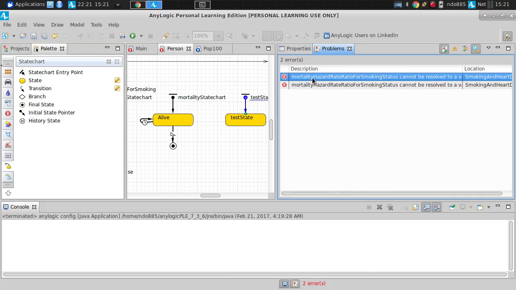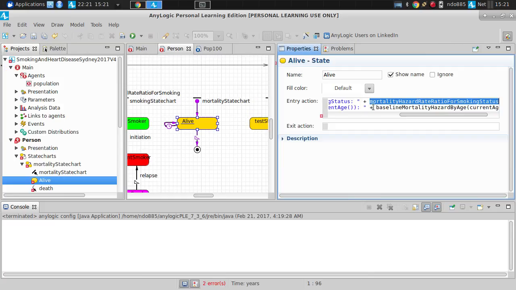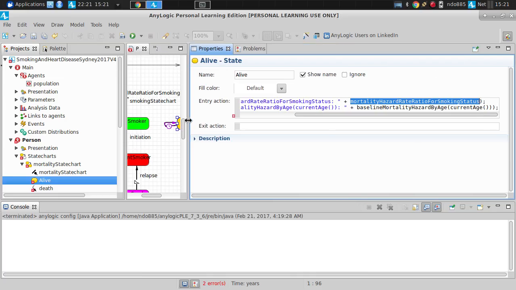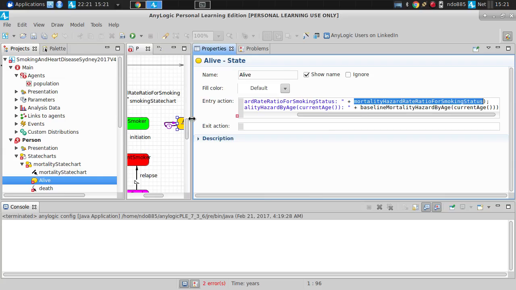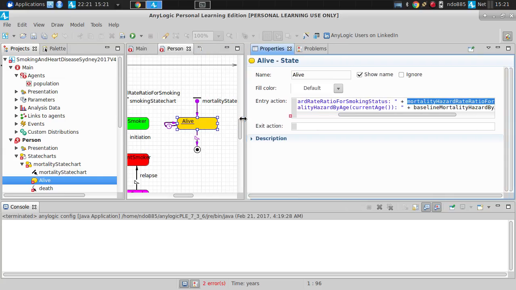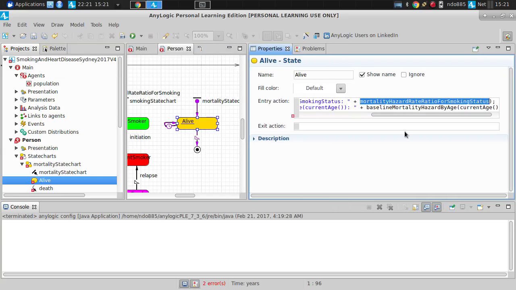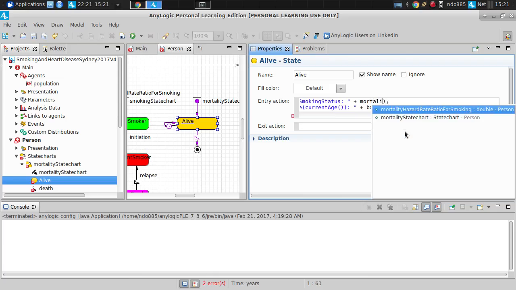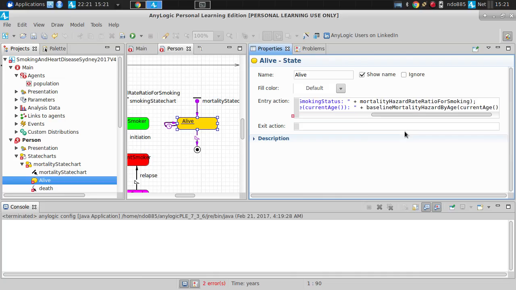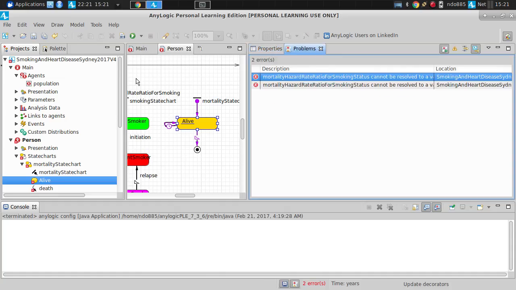Okay, mortality hazard. Now wait a minute. So why didn't that get caught by the earlier compilation? What the heck? This is actually its name here: mortality hazard rate ratio for smoking. Okay, yeah, that's right.